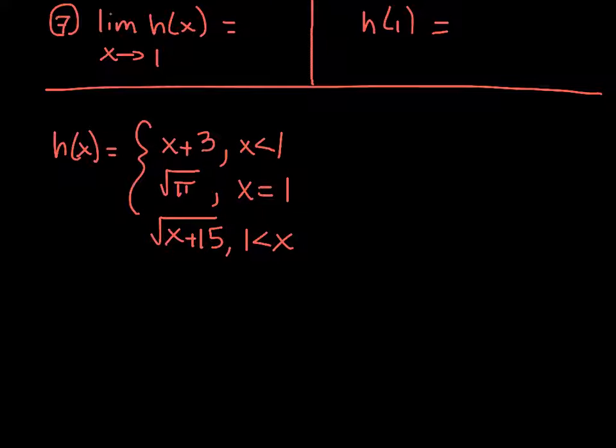Now, number 7 is asking two things. So I'm just going to start by looking at this limit of h of x as x approaches 1. Again, I'm going to try to look for 1 in either of these domains. Now, I do see it here, but look, this is saying when x is equal to 1, y is equal to radical pi. Now think about what pi is. Pi is 3.14, and so on. So if you take the square root of that, that's a number. So this is saying when x is equal to 1, y is equal to radical pi.